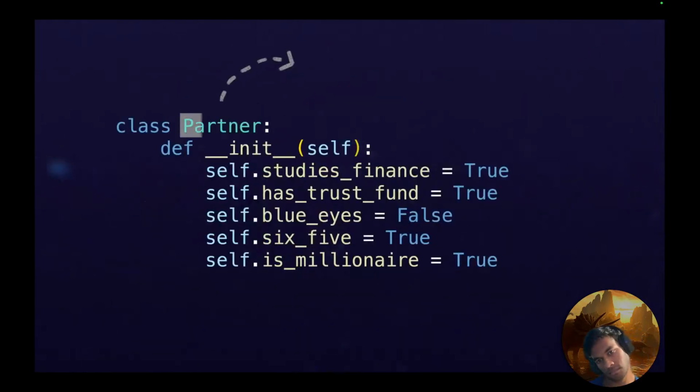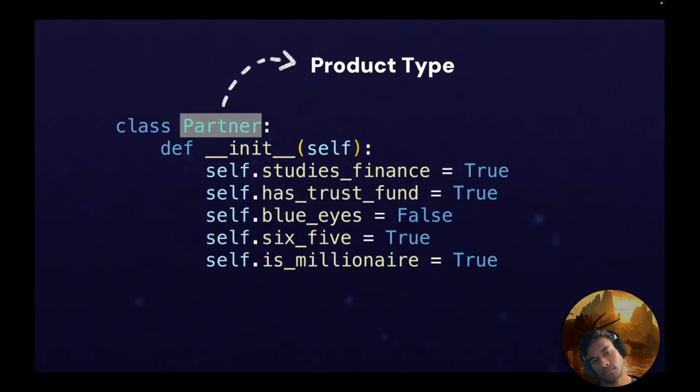Now, this is where the term product type and sum type come into play. They're also sometimes referred to as algebraic data types, just to scare the non-PhDs. The partner class is a product type because the total number of possible combinations of values is the product of the number of fields, right? 2 times 2 times 2 times 2 times 2, however many Boolean fields we had in there. But product types are very interesting.